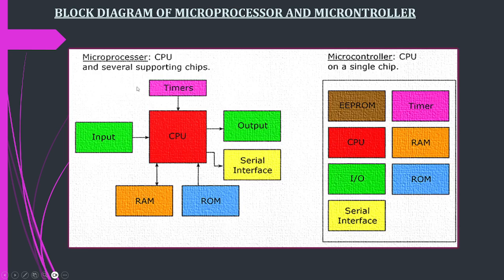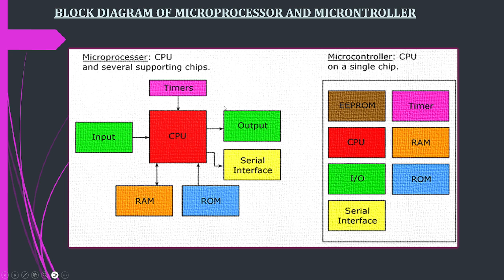Next, we have the block diagram of a microprocessor and a microcontroller. In a microprocessor, it has a CPU and several supporting chips. In a microcontroller, it has the CPU and everything performs on a single chip.